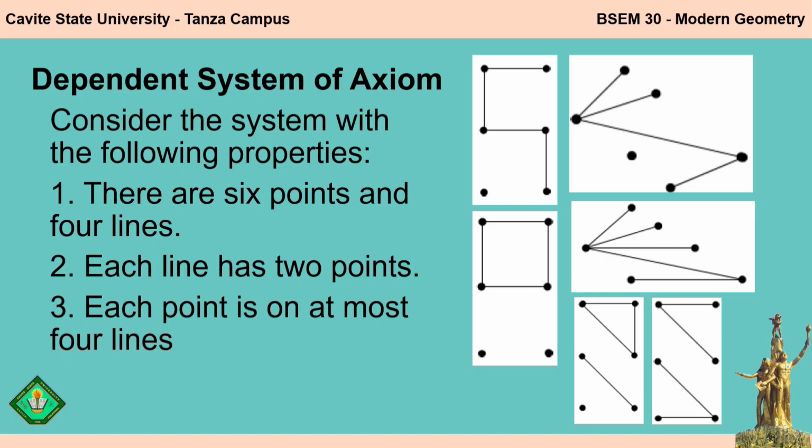We claim that this system is dependent. In fact, it is easy to see that axiom 3 immediately follows from axiom 1. That is, if there are only 4 lines, then clearly no point can be on more than 4 lines. So if you could notice in the figures, we could see that no point can be on more than 4 lines because there are just only 4 lines and there are 6 points. So it's impossible to cover all the 6 points with just 4 lines.